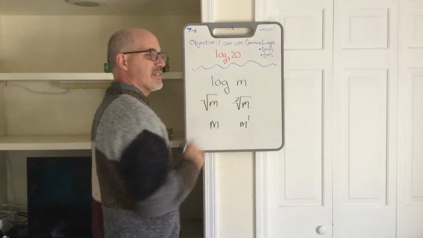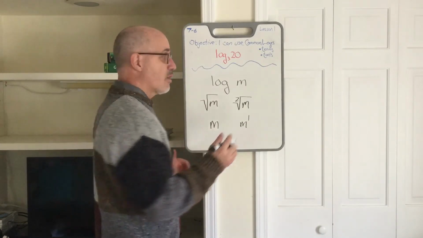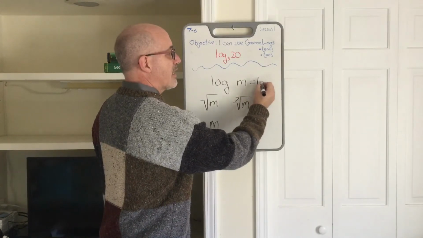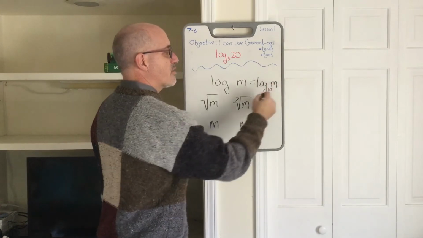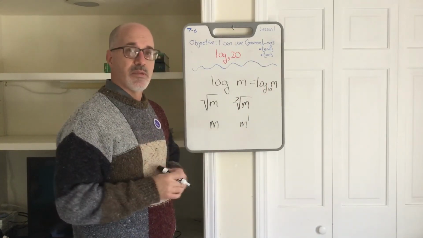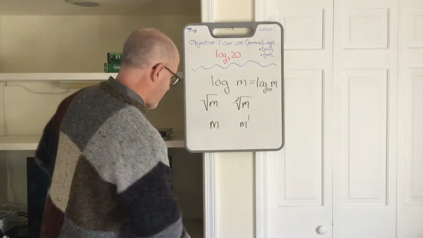Well, when we have a logarithm where there's no base listed, what we define is called the common log. It's log base 10 of that number. So when there's no log base listed, it's assumed to be 10. It's called the common log. So let's use that to solve problems.